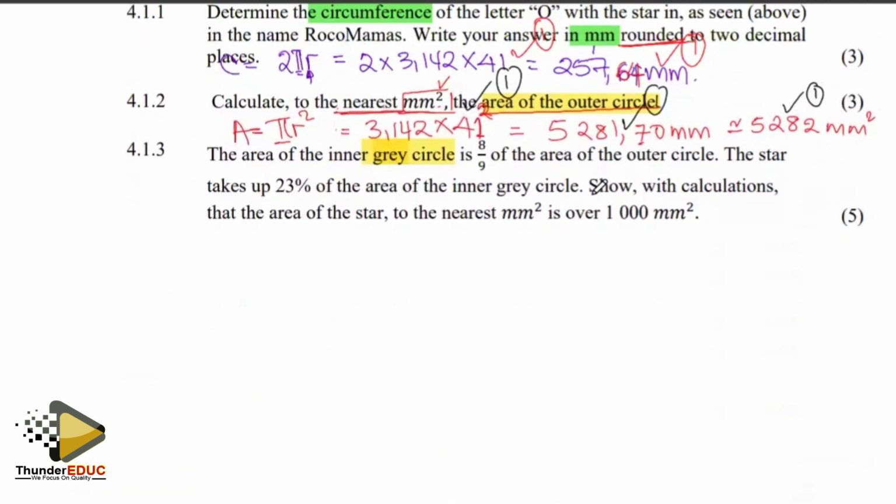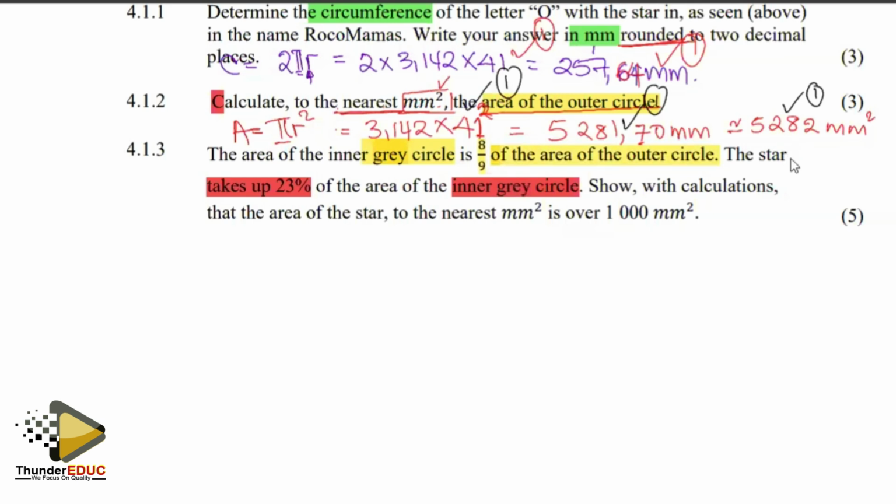All right. That area takes a space of 8 out of 9 of the area of the outer circle. So we've got the gray area, which is the yellow one, and take note of how much space it takes: 8 out of 9. Then the star takes up to 23% of the area of the inner gray circle. Remember, the inner gray circle is the yellow one that I've just shown you. Show with calculations that the area of the star to the nearest millimeter is over 1,000.